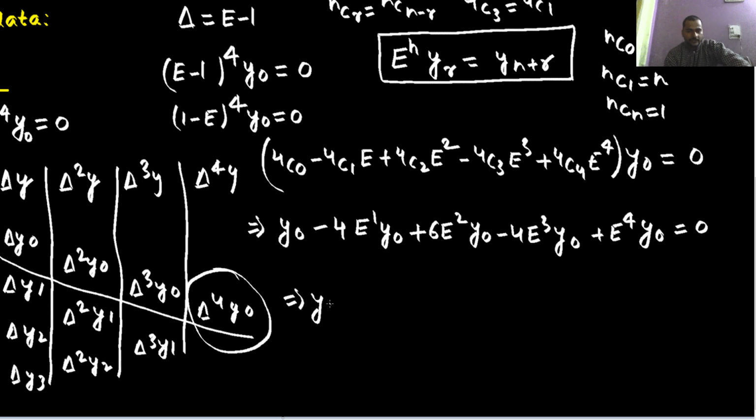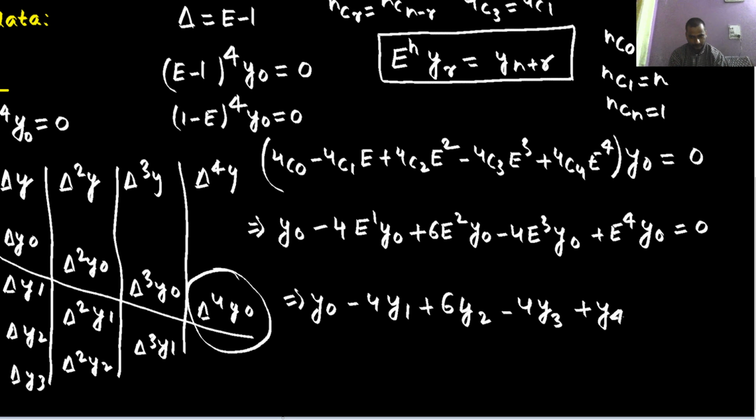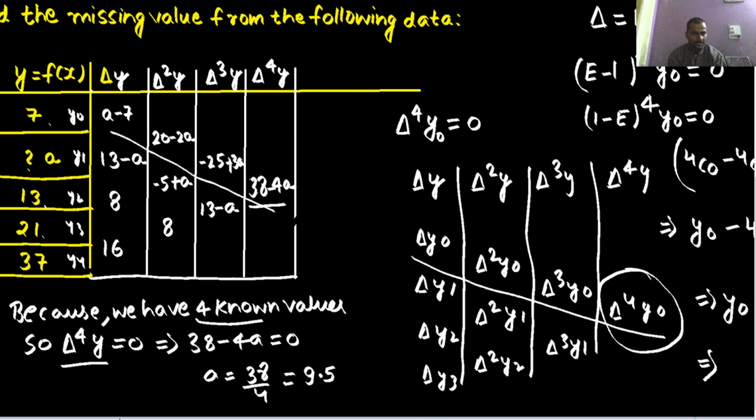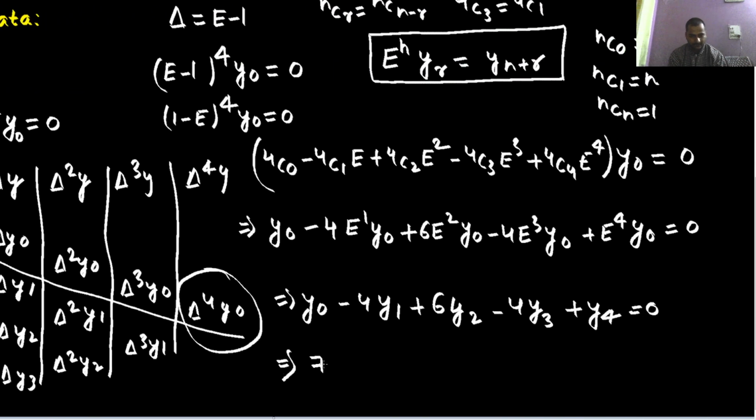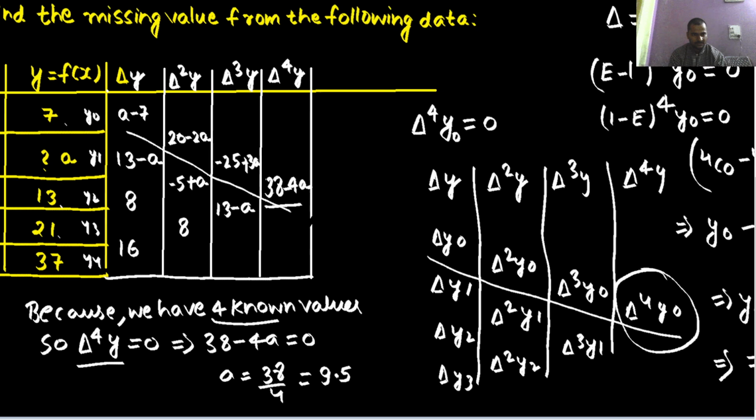Now let's use that for y naught. This is fine. Minus 4, again, whatever the power, whatever is the subscript, add that and write in the subscript of y. So y1, here y2, here y3, and you will see in the pattern also y4. Now you already know the values from the table. So those are 7, 13, 21, 27, 37.